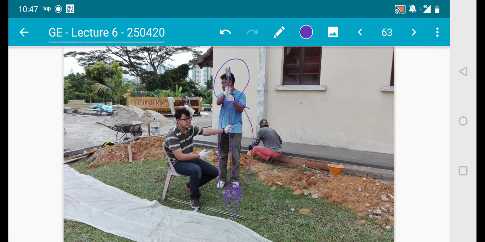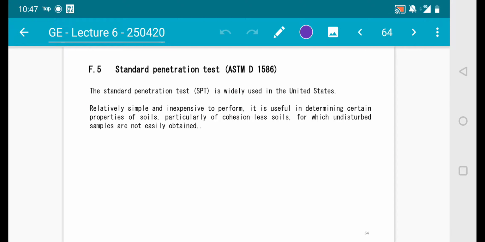Basically you hammer this rod down, and then the pin penetrates into the soil. The number of blows it takes to penetrate corresponds to the stiffness of the soil underneath the ground. So the more blows, the harder the soil; the fewer blows, the softer the soil layer. That's the most basic concept. Now let's go into a more significant technique. This is the basic one. We're going to look at the standard penetration test.